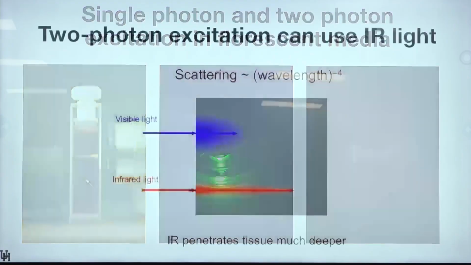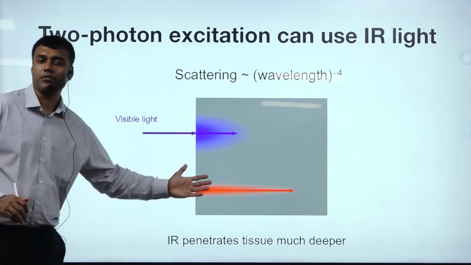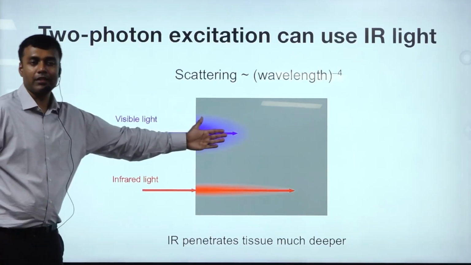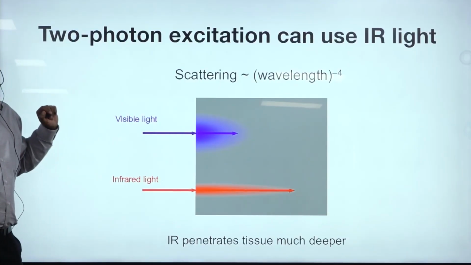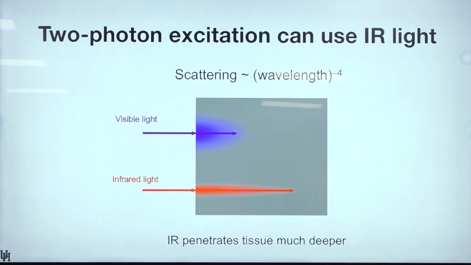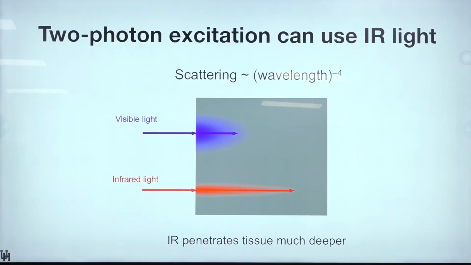Another advantage of the two photon process is that we use longer wavelengths of light, red light or infrared light. So instead of using, say, one photon of 420 nanometers, which is blue light, you can use 840 nanometer light, which is infrared light. And one of the advantages we saw from Rayleigh scattering is that the longer wavelengths scatter much less. So they can go much deeper into a sample, and you can get images.